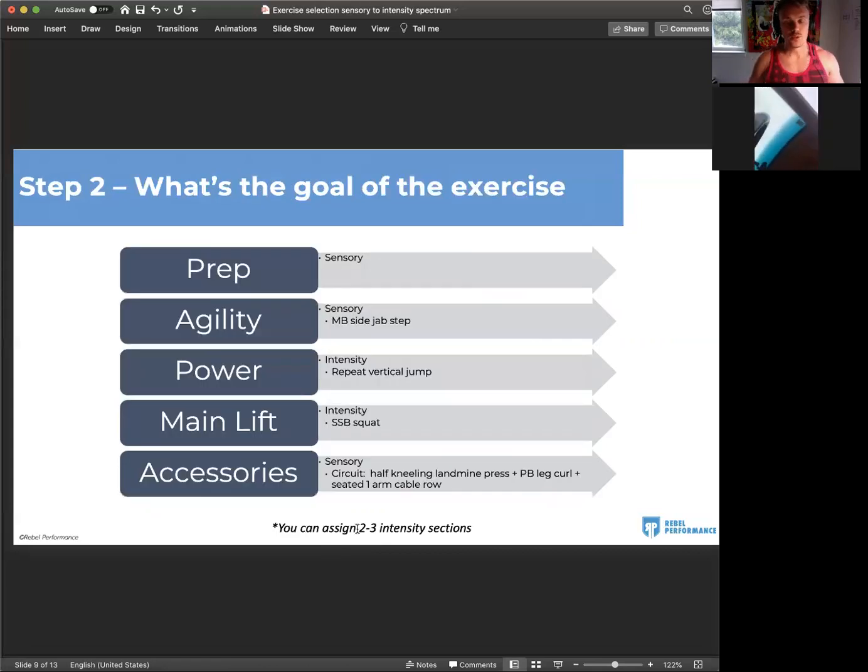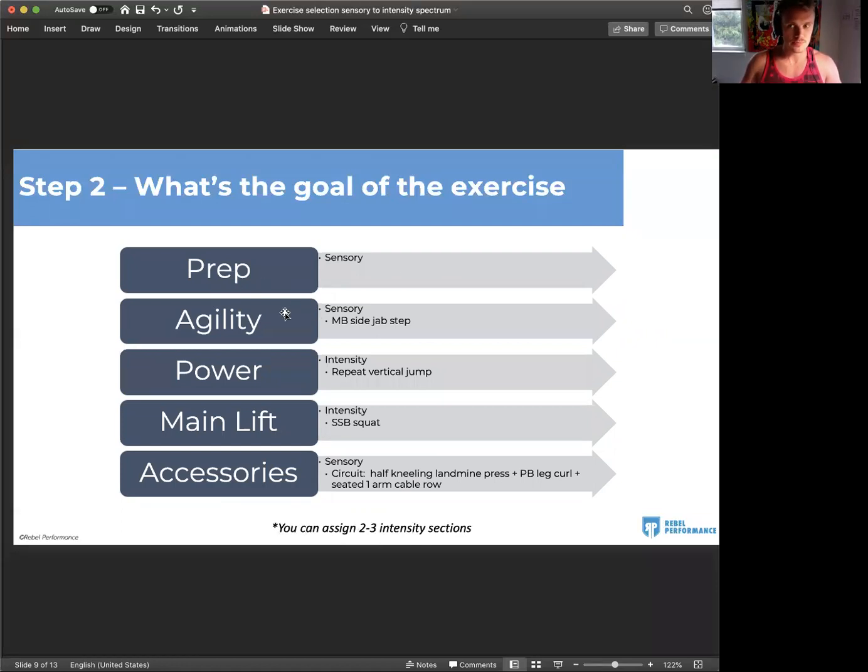Okay, and then let's actually put in some movements and exercises to tie all this together. So prep is just your warm-up stuff. The agility section, right? The agility section is where I see, okay, sensory, I could do something like a medicine ball side jab step. Low intensity, lower velocities. It's kind of like an early change of direction movement drill.